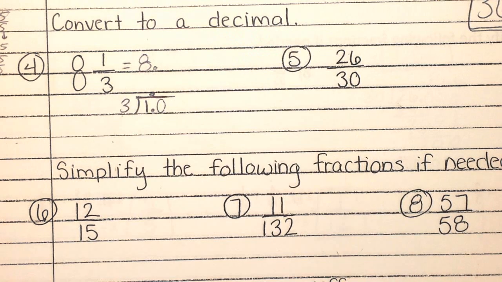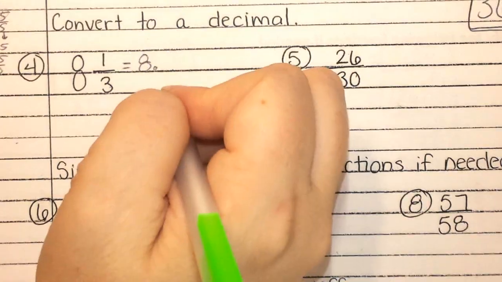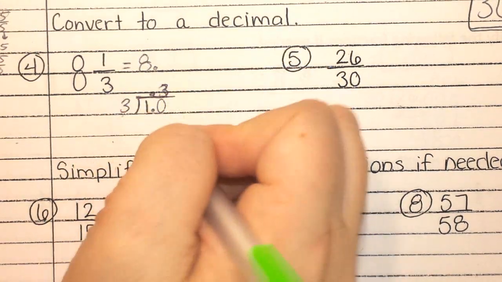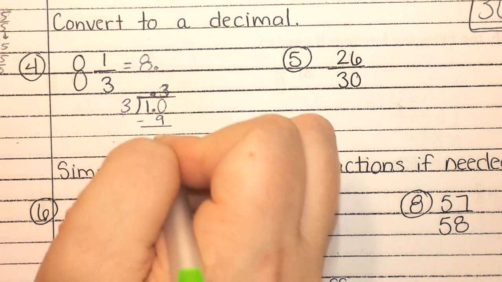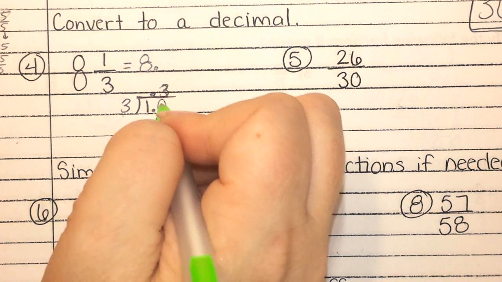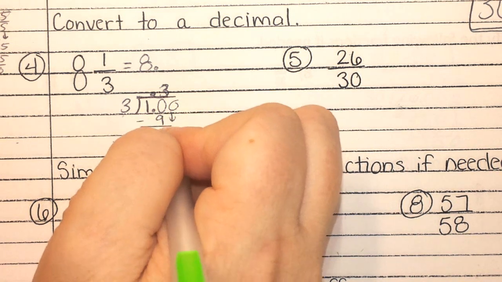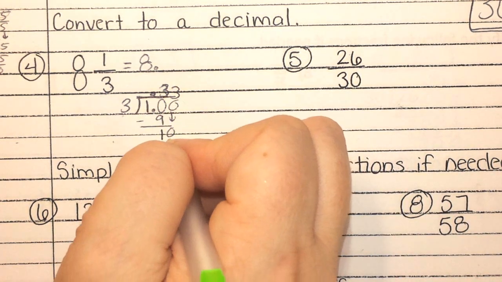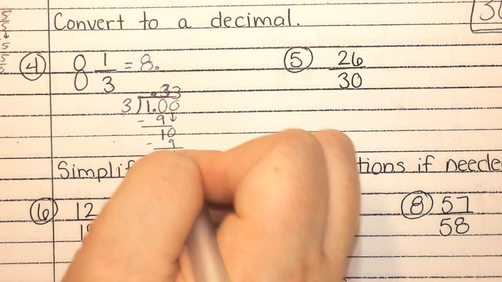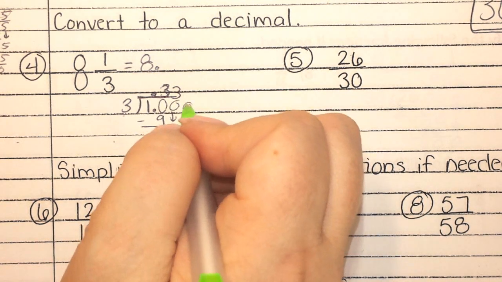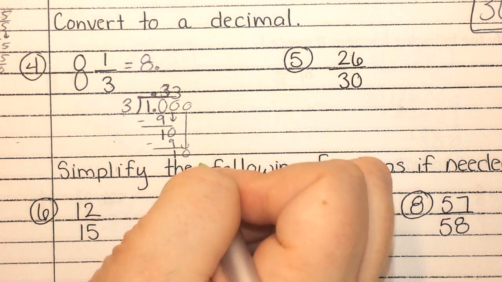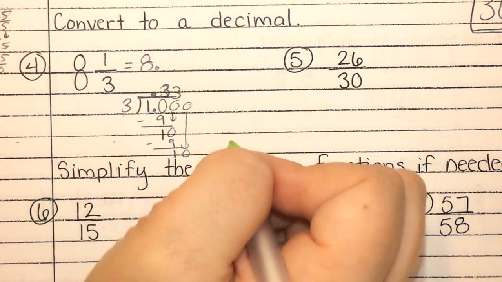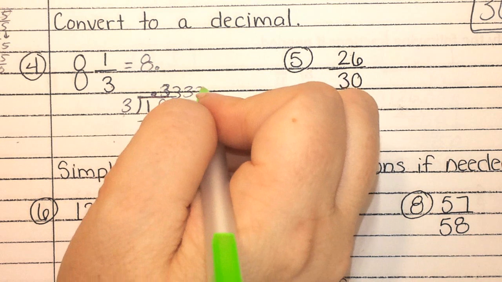So there's my dot. How many times will 3 go into 10? 3 times. 3 times 3 is 9. When I subtract, I get 1. Add a 0 to bring it down. 3 will go into 10 3 times. 3 times 3 is 9. When I subtract, I get 1. Add a 0, bring it down. 3 will go into 10 3 times. What's happening here, guys?